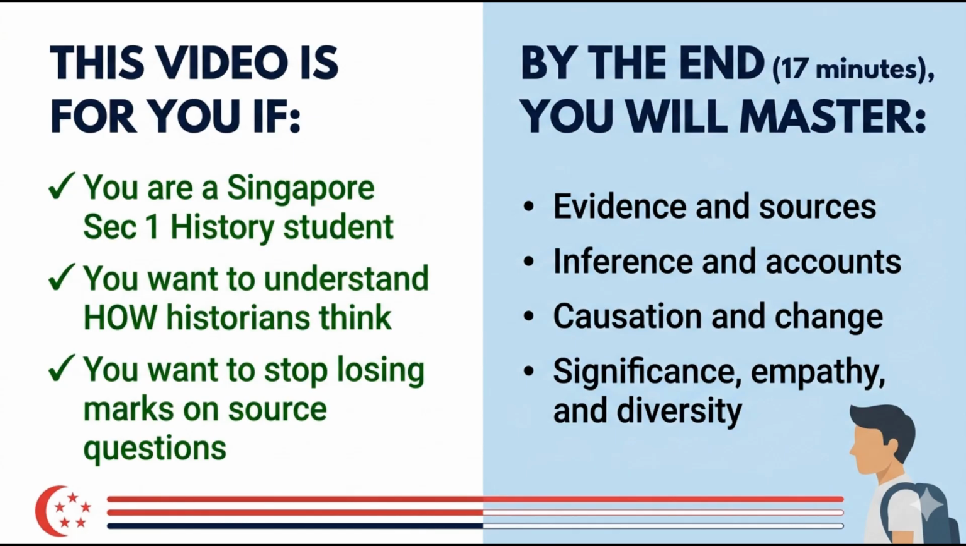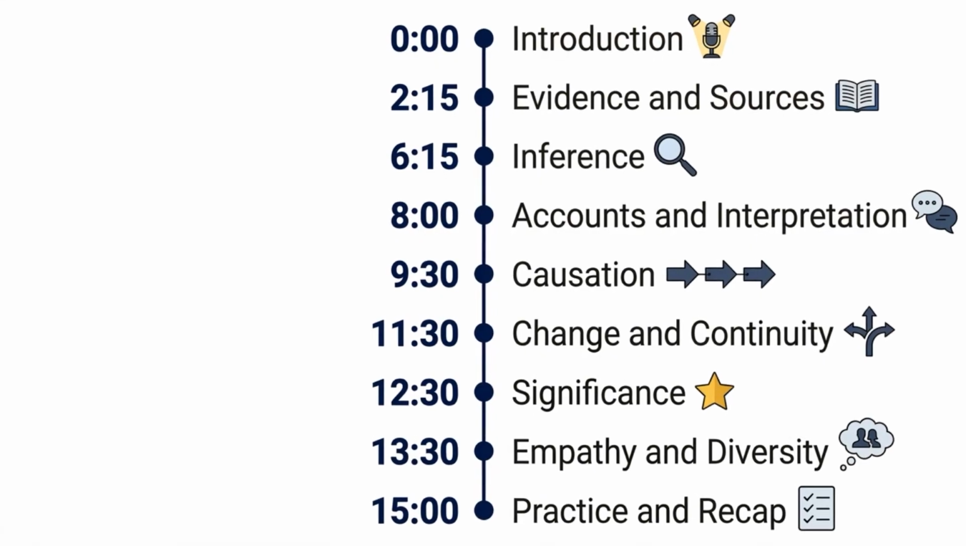help you fix that. In the next 17 minutes, we will cover everything you need: evidence and sources, inference, accounts and interpretation, causation, change and continuity, significance, empathy, and diversity. These are the core tools of historical thinking, and you will use them in every history lesson and exam from here on.